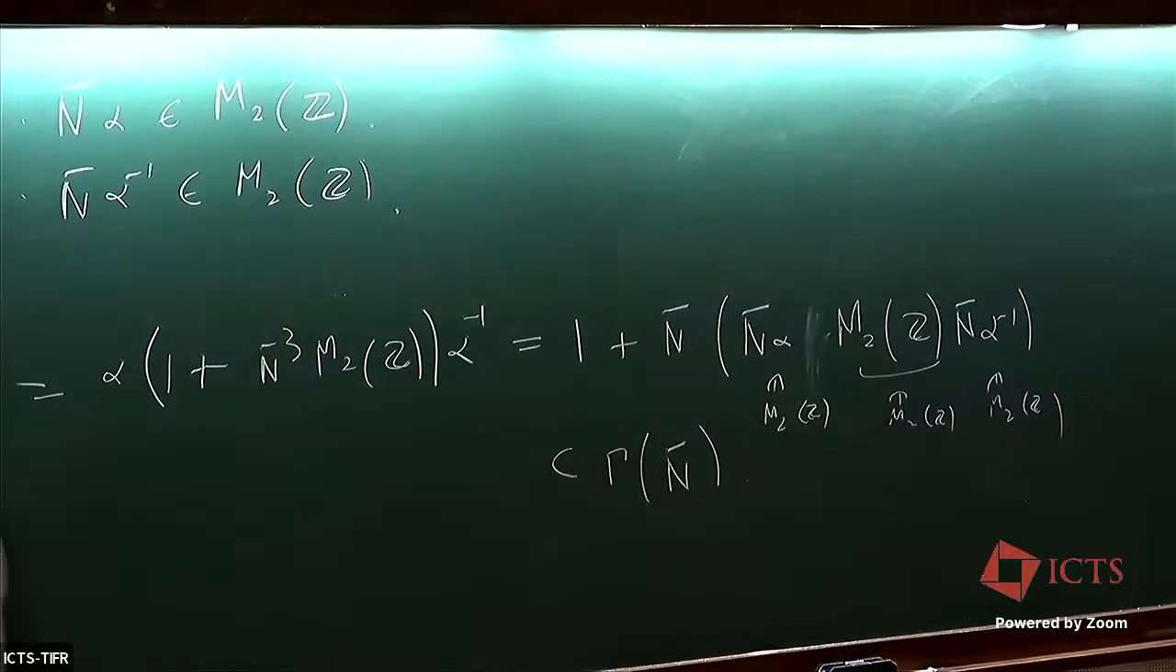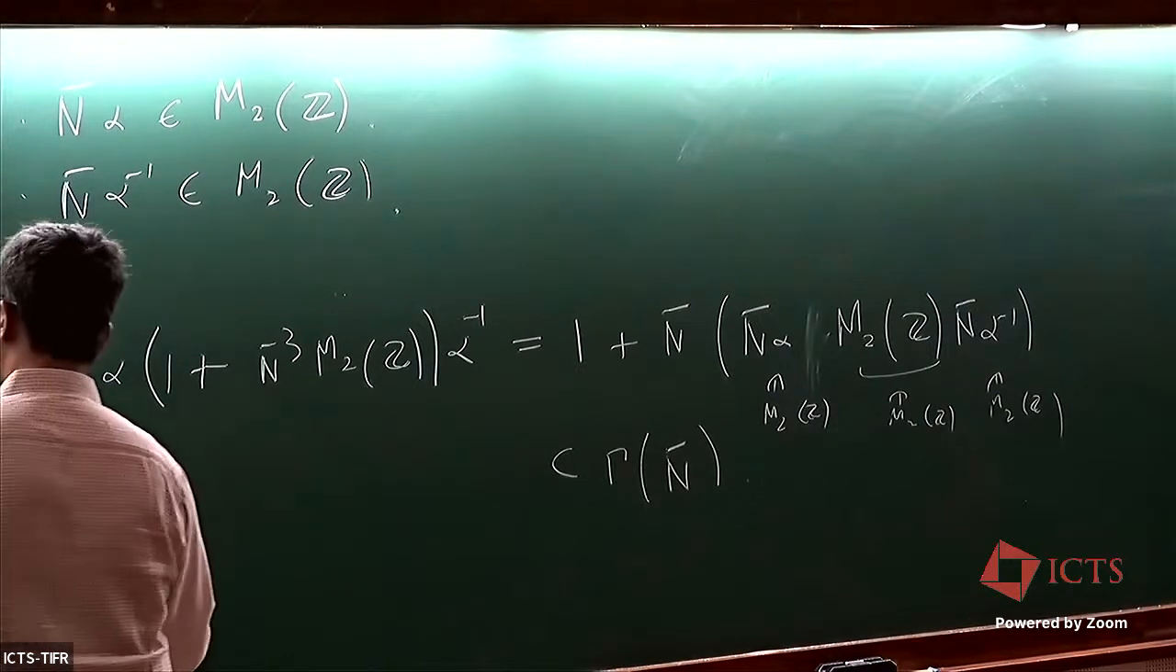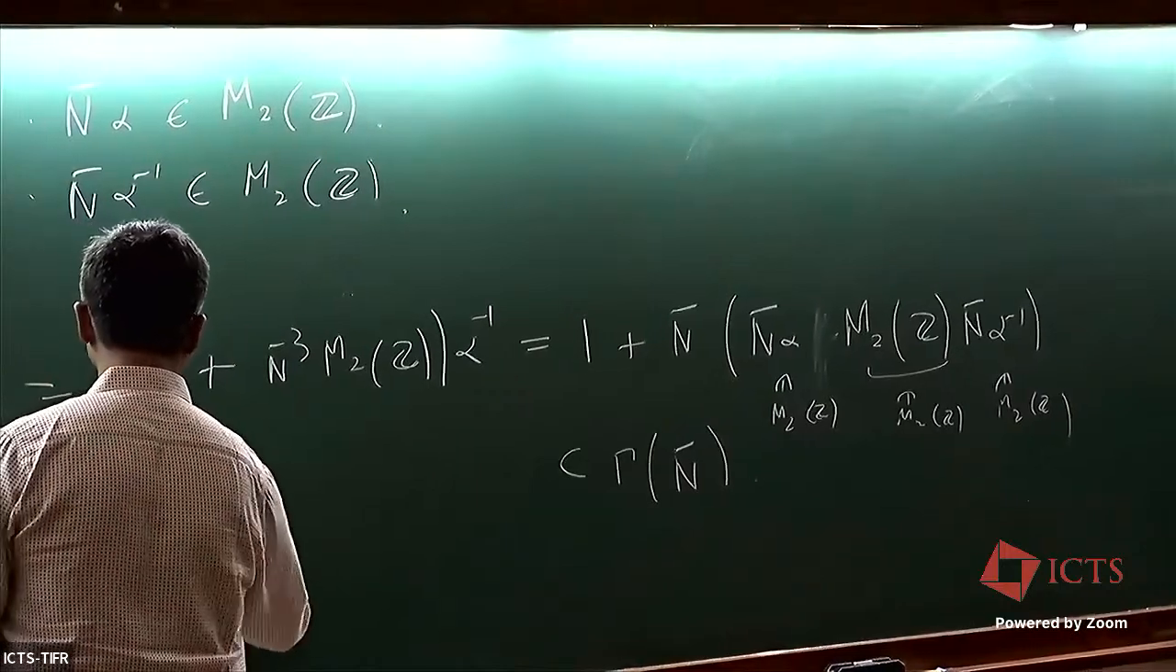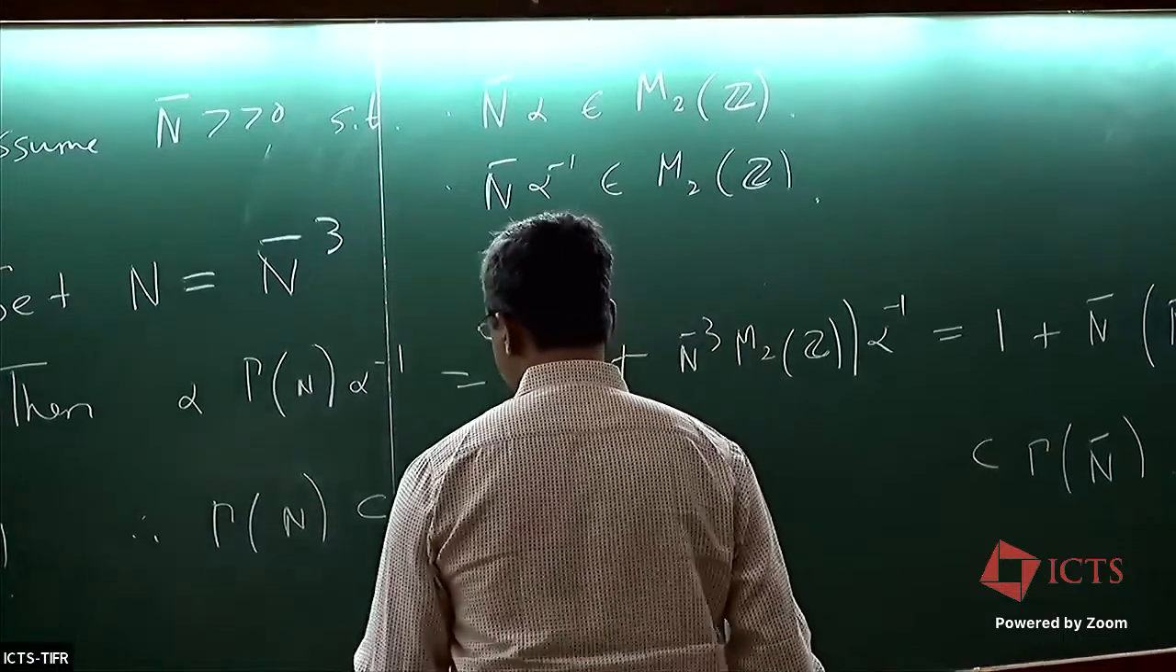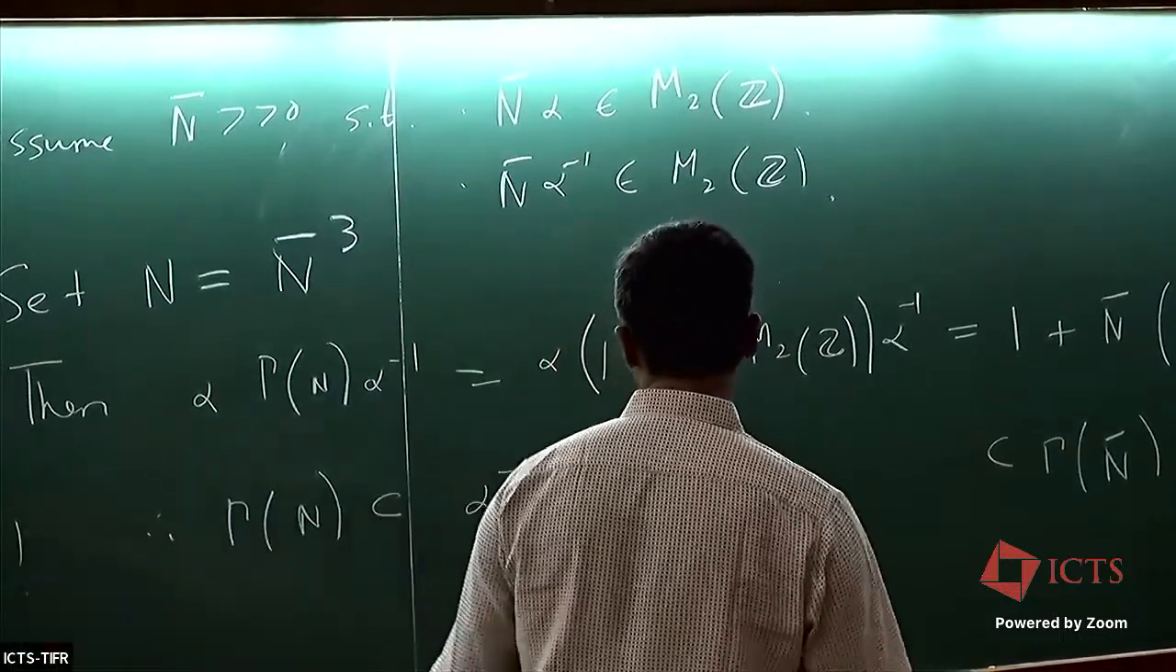Therefore, gamma N sits in alpha inverse gamma N bar alpha. And of course, gamma N sits in gamma by choice. It sits here.